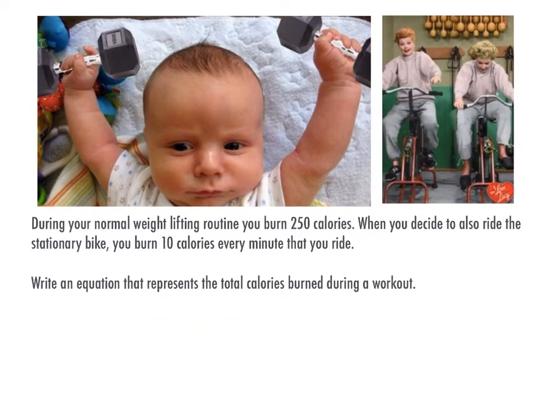All right, so during a normal weightlifting routine, you burn 250 calories. But when you decide to also ride the stationary bike, you burn 10 calories for every minute that you ride. Write an equation that represents the total calories burned during a workout. Notice I don't say how many minutes you ride on the bike, but we do know what is constant is that you burn 250 calories when you lift. So this assumes you're going to lift, and then maybe you're going to ride, maybe not. But I think we can build an equation that represents both.